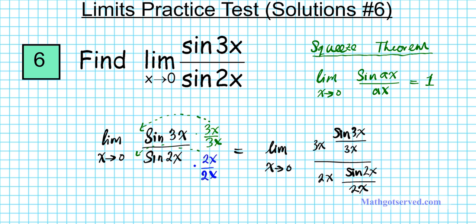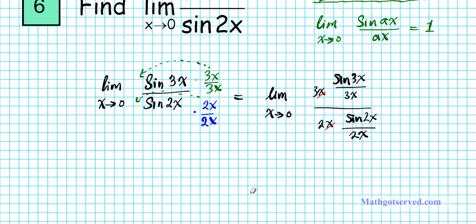All right? So what you notice is that these x's divide out. So that means I can factor out 3 over 2 from the limit. So we're now going to have 3 over 2 times the limit as x approaches 0 of sine 3x over 3x divided by sine 2x over 2x.